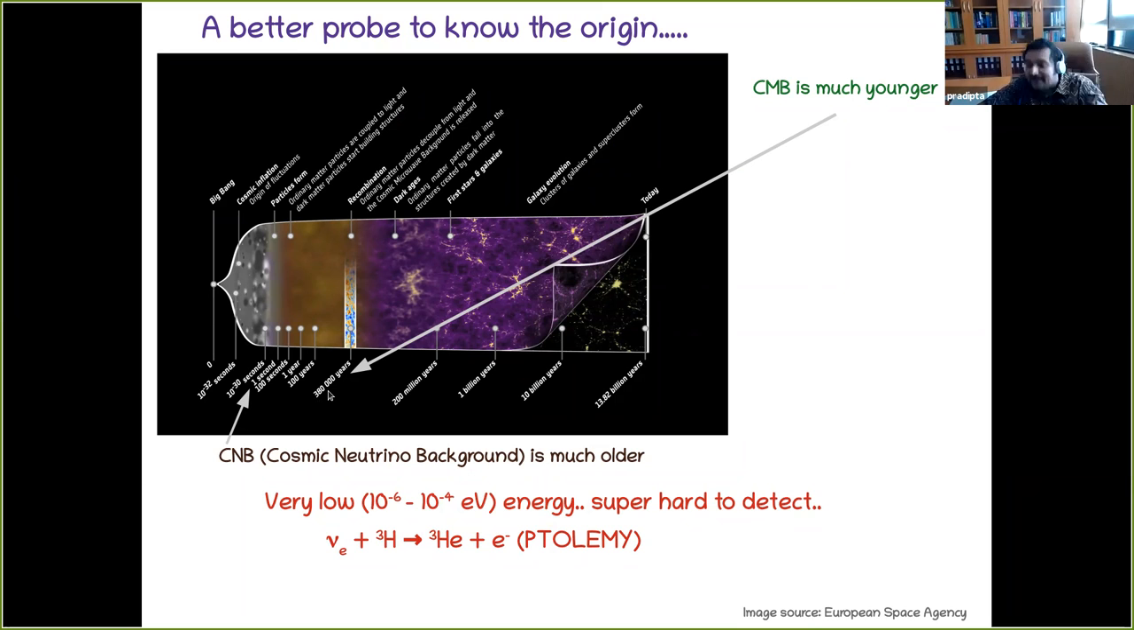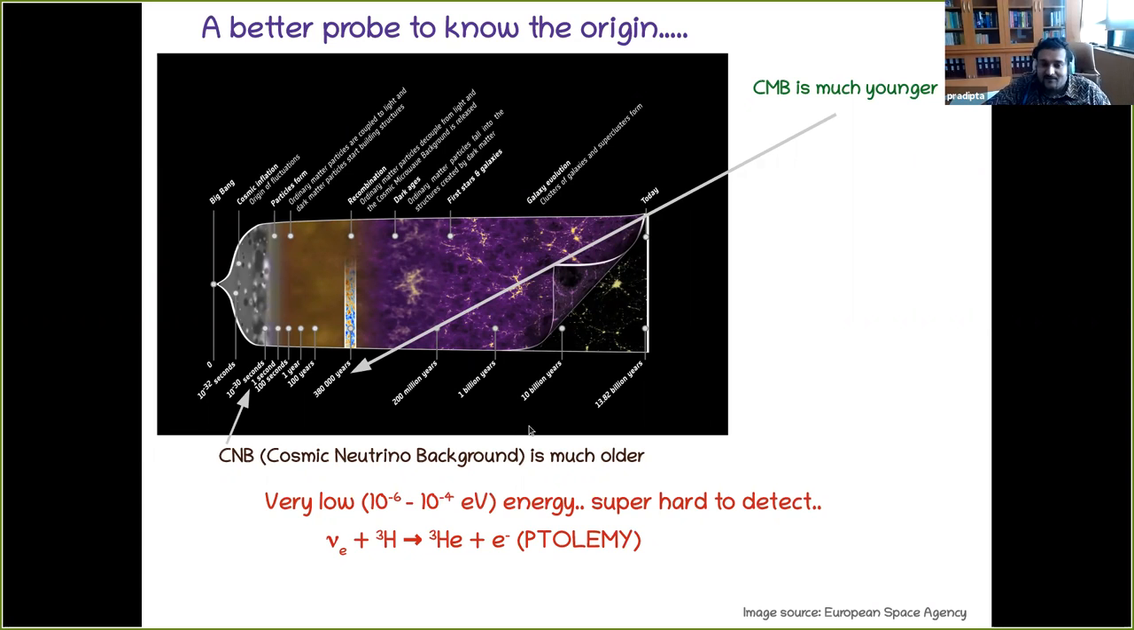We have detected the CMB. People are now doing more sophisticated measurements, like studying the CMB anisotropy, to get more and more advanced information. But if you look at this history of evolution, it is actually within 1 second after the Big Bang that the neutrinos got decoupled. This is known as the CNB, the cosmic neutrino background, and it is way older than the cosmic microwave background. But as of now, we are just trying to detect it.